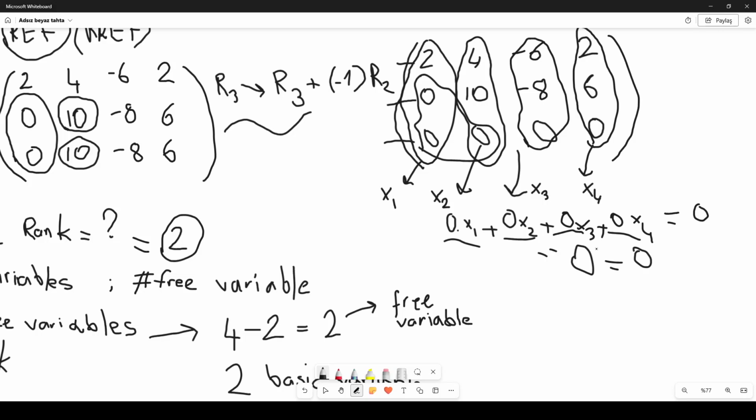And here's the thing, the basic variable is the variable that corresponds to the basic column. And what is the basic column? Basic columns are those columns that include the pivotal elements, and in your example the first and the second columns are the basic columns, right?